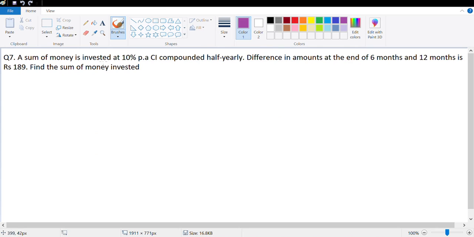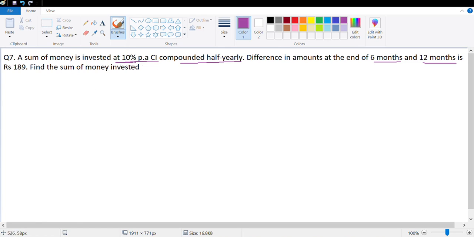It says a sum of money is invested at 10% compound interest compounded half yearly. Difference in amounts at the end of 6 months and 12 months. Also, these are consecutive years. I hope you remember the question without formula where we had amount after 2 years minus amount after 1 year is equal to the interest on the amount of the first year. Right? Let's try and solve this question using the formula, not in the method we did in the first exercise or the first chapter on compound interest.